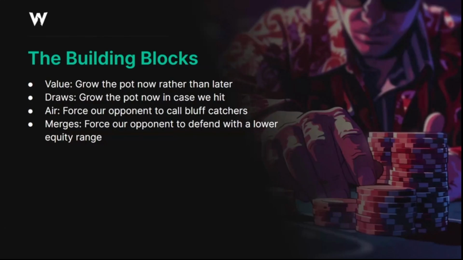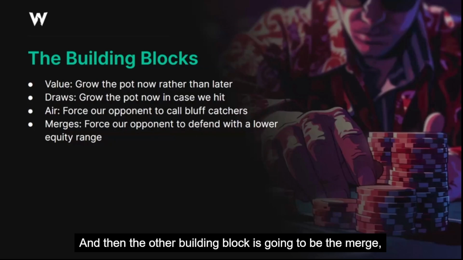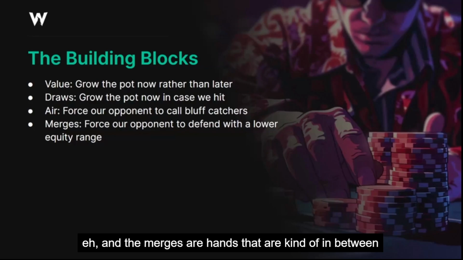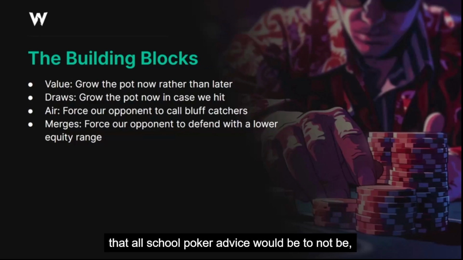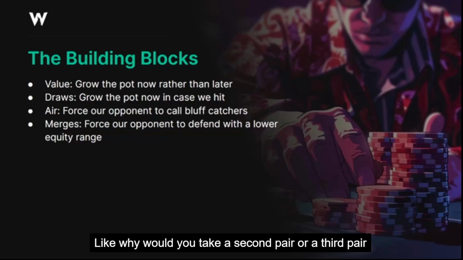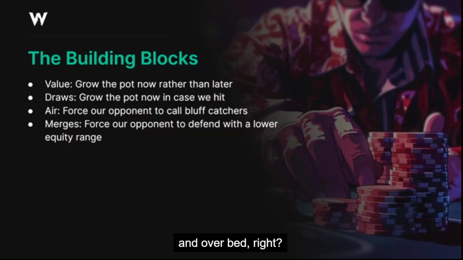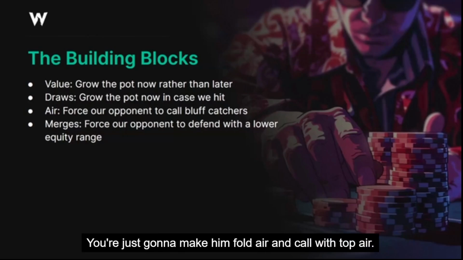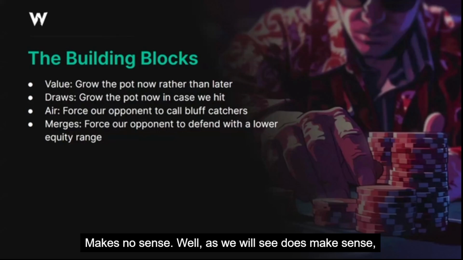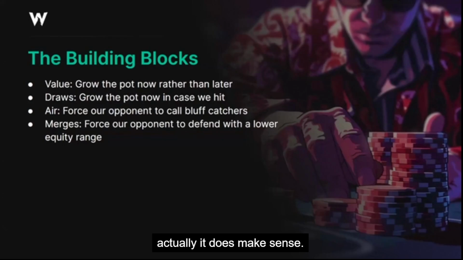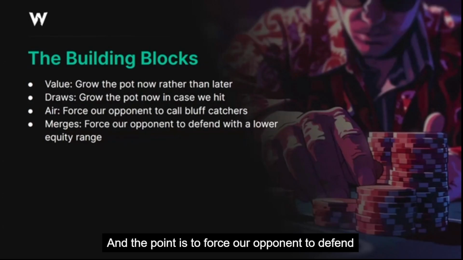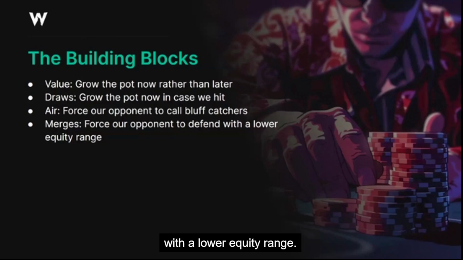Therefore, we need air. And then the other building block is going to be the merge. The merges are hands that are kind of in between, that old school poker advice would be to not bet because it just doesn't make any sense. Like, why would you take a second pair or a third pair and overbet, right? You're just going to make him fold air and call with top pair. Makes no sense. Well, as we will see, it does make sense, actually. And the point is to force our opponent to defend with a lower equity range.